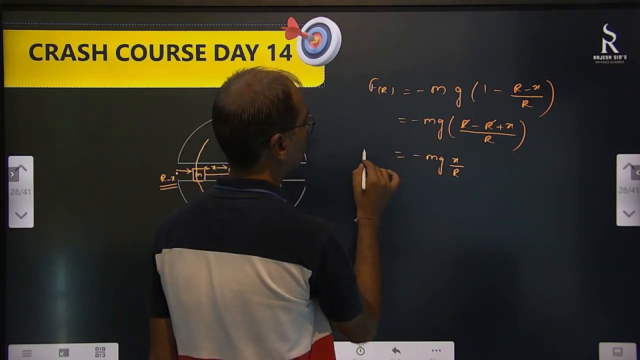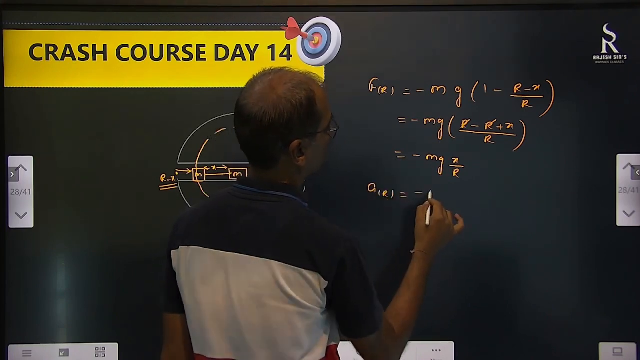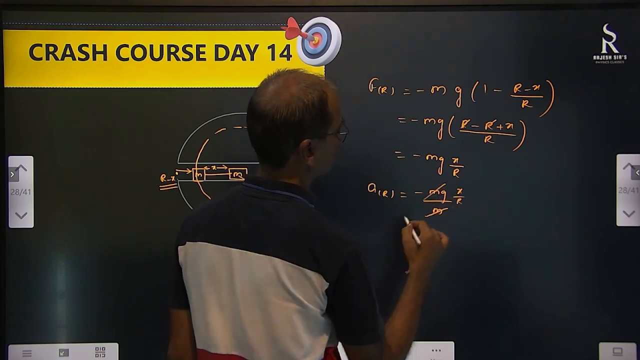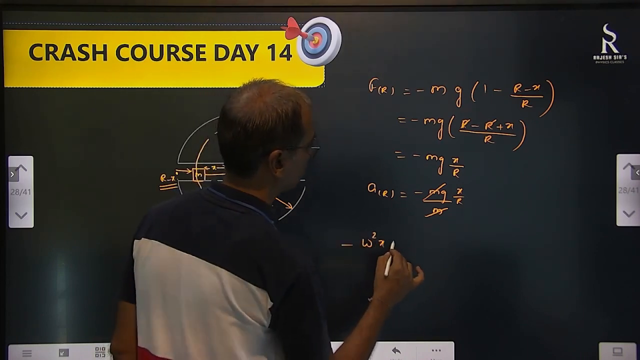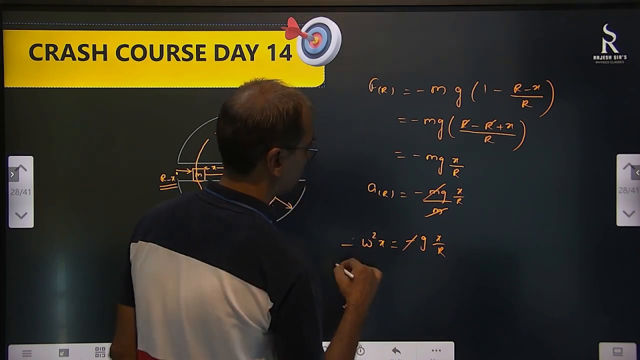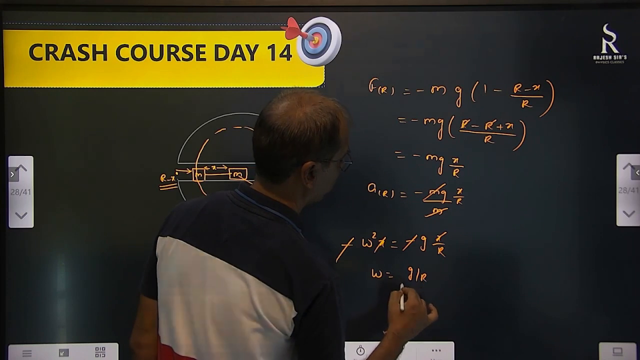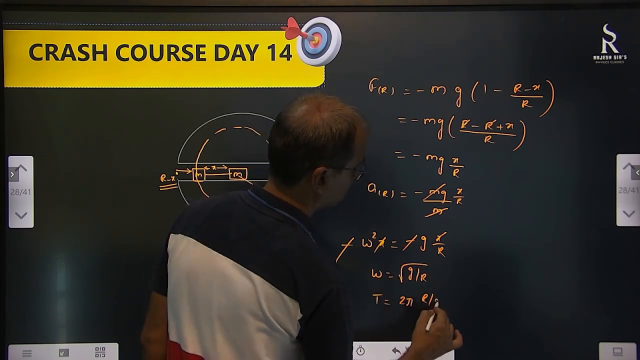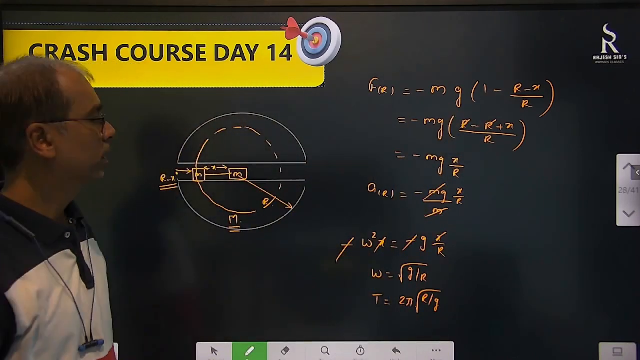Now this is force. Then acceleration is minus mg x by R by m. m gets cancelled. Now we can write this as minus omega square x equals minus g x by R. x is cancelled. So omega is square root of g by R, T equal to 2 pi root over R by g. See, this value I directly took from there. So even Gauss law I did not apply.